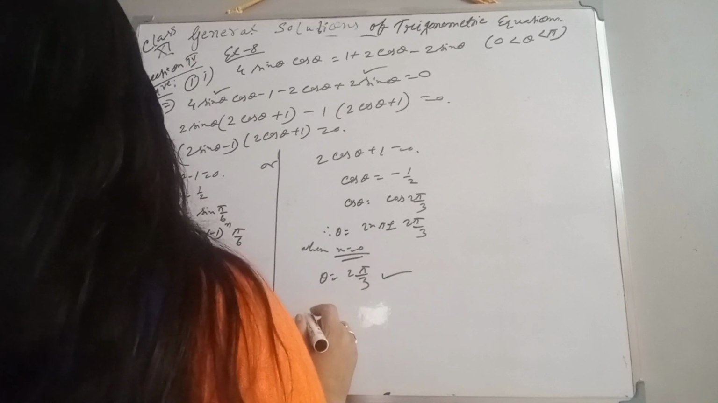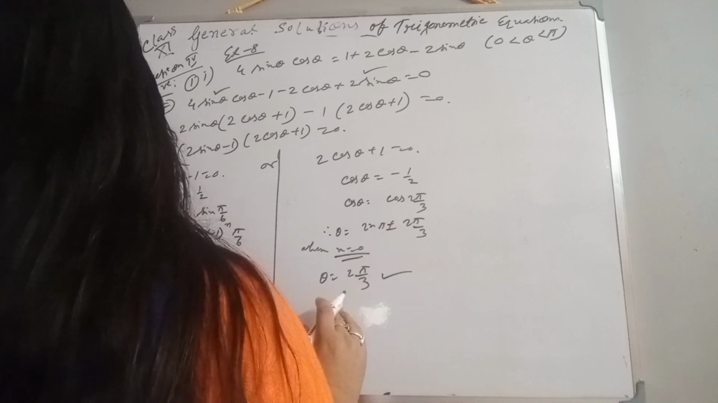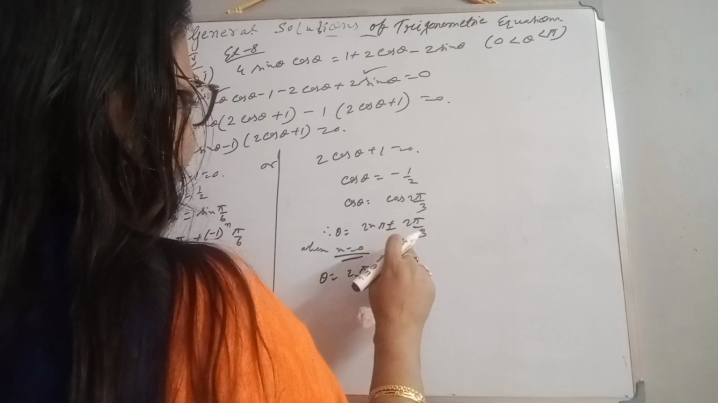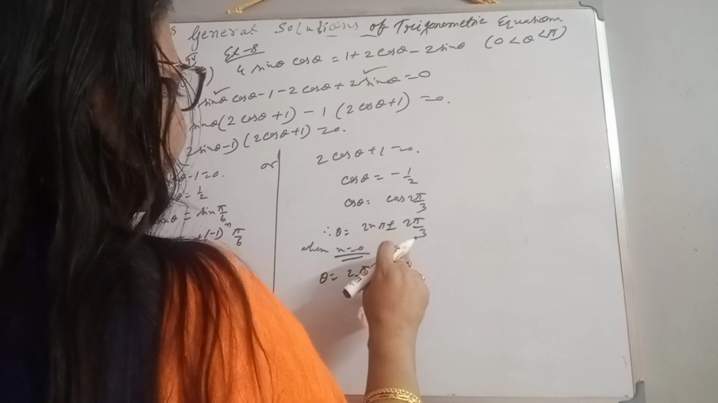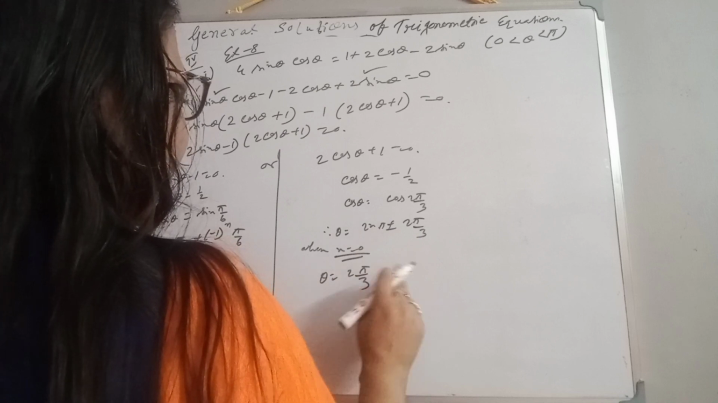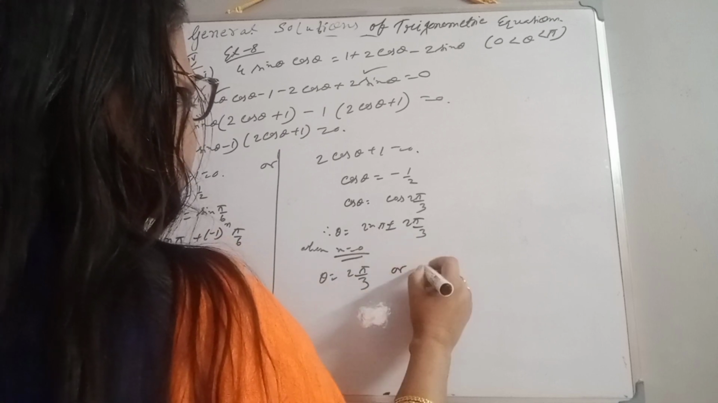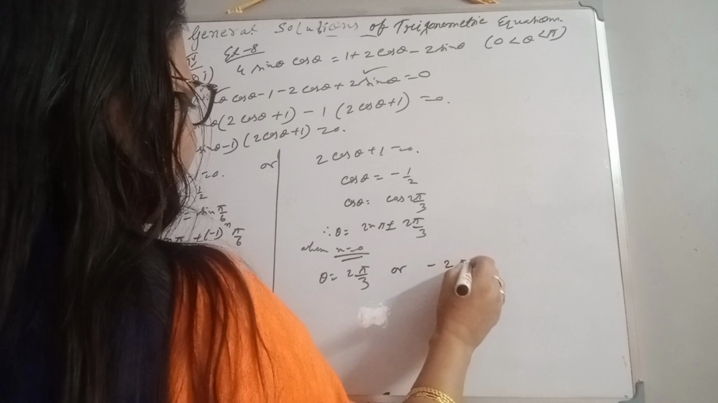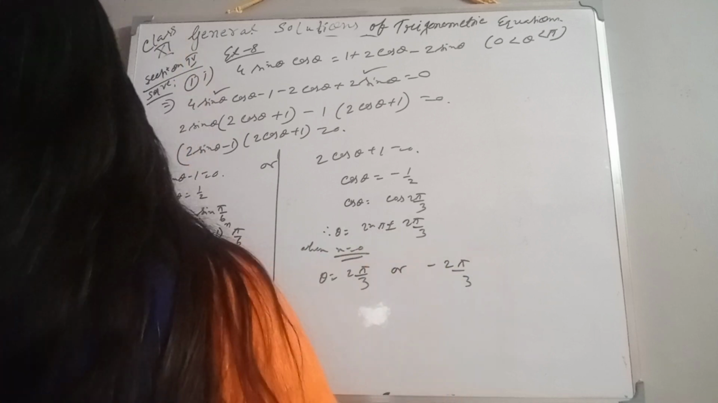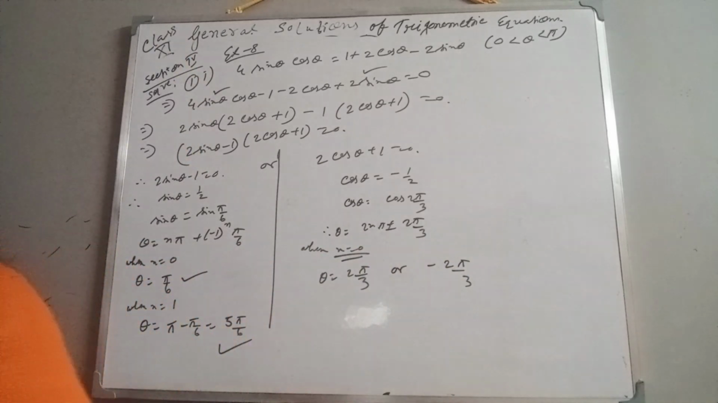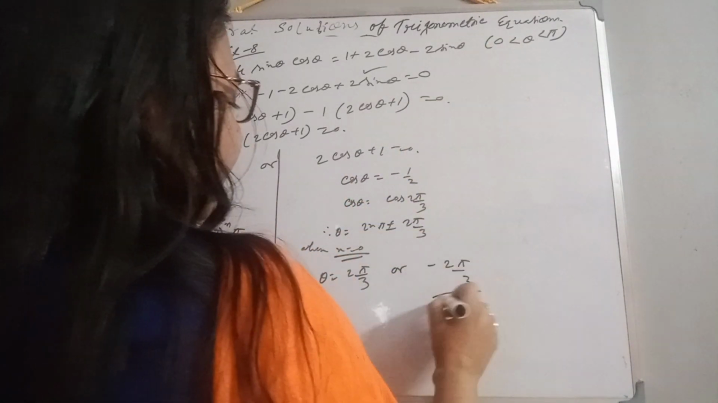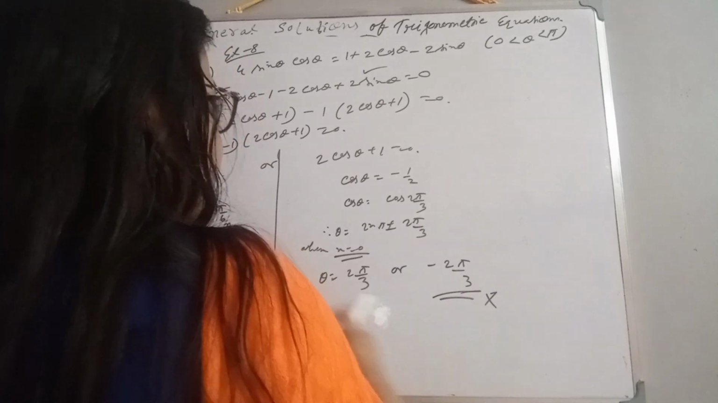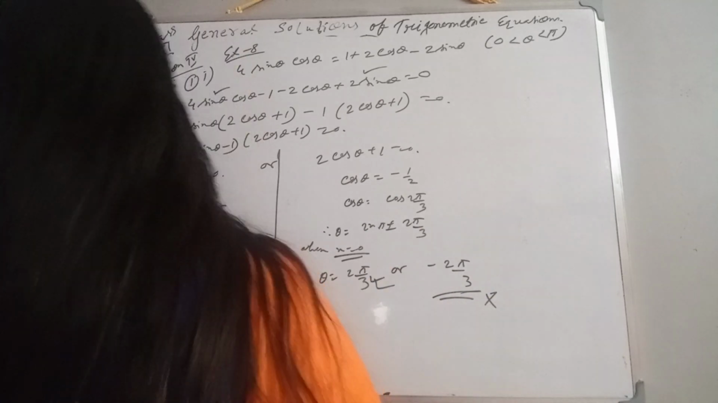Okay, when n is equal to 0 in 2n pi plus minus pi by 3, we can write this. We can get 2 pi by 3, or theta equals minus 2 pi by 3, as it is plus minus. But since theta is greater than 0, the negative value we cannot take. So which value will we take? We will take only 2 pi by 3.